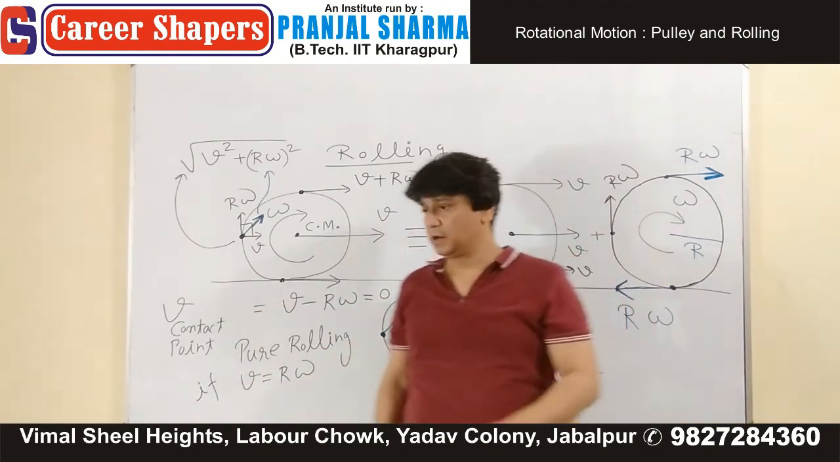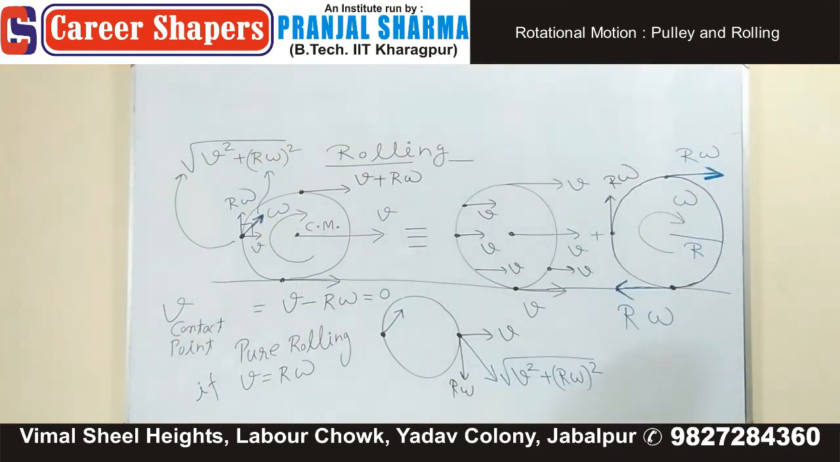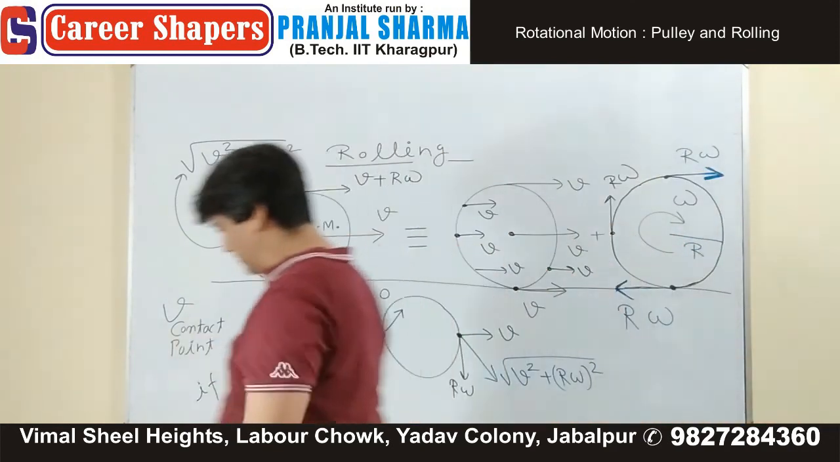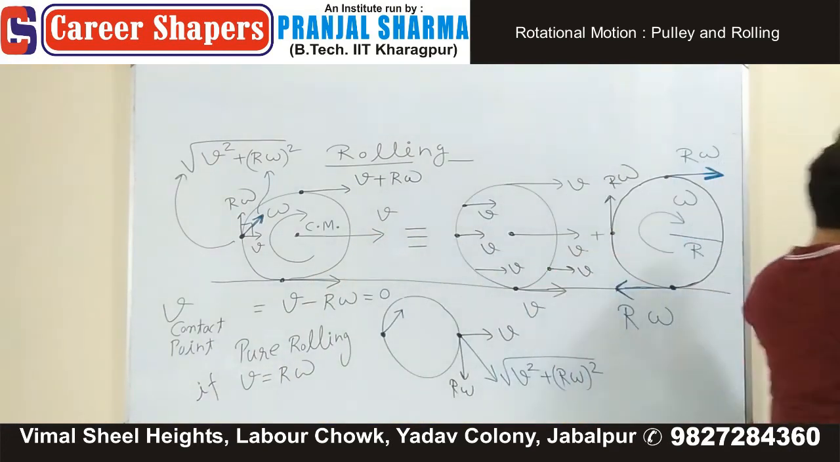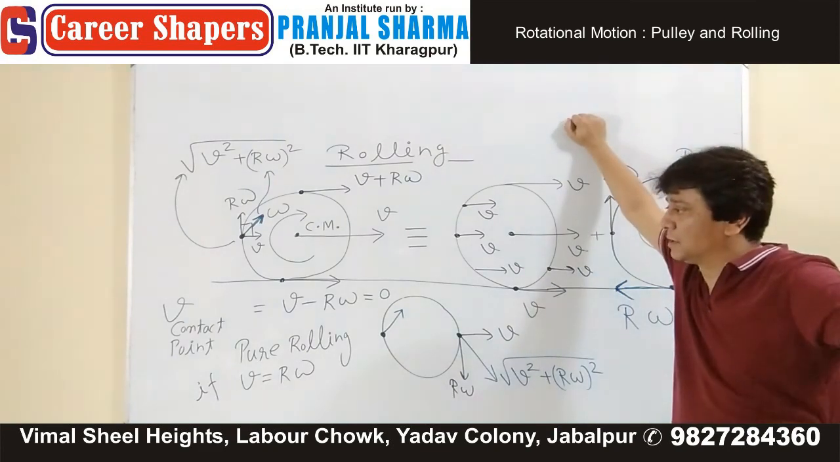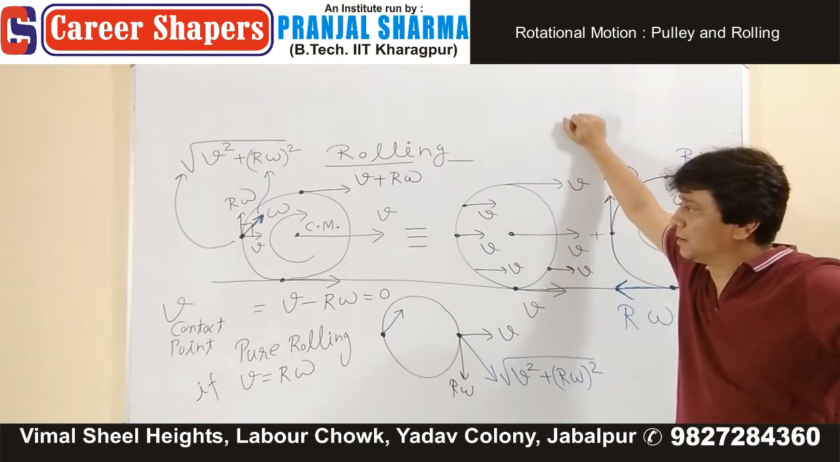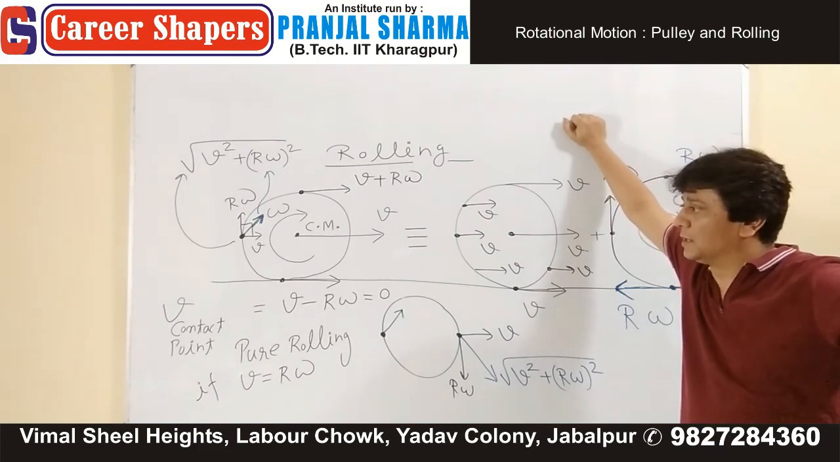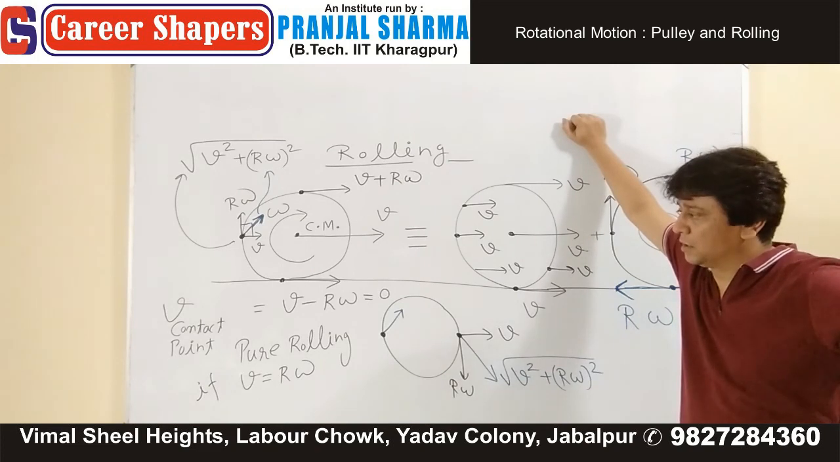So write down this part. If the velocity of the center of mass is equal to R omega, then the contact point does not slip, which is called pure rolling.